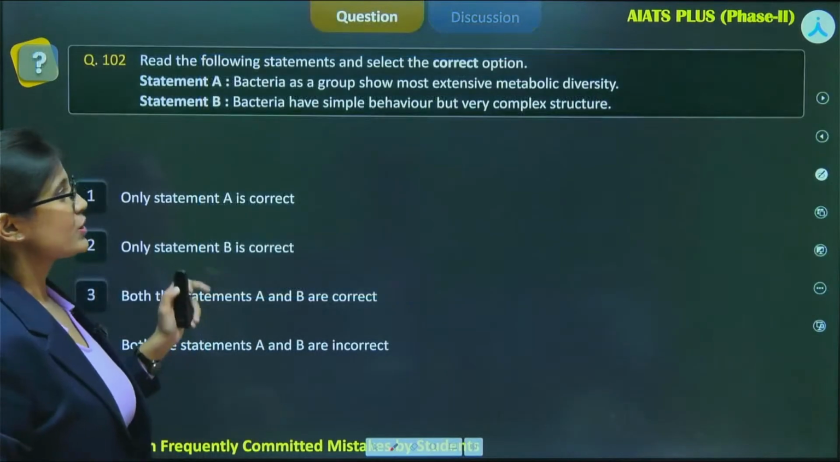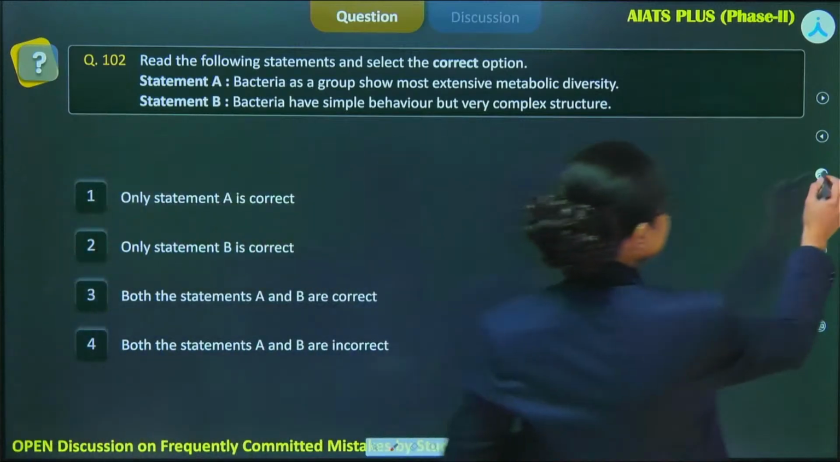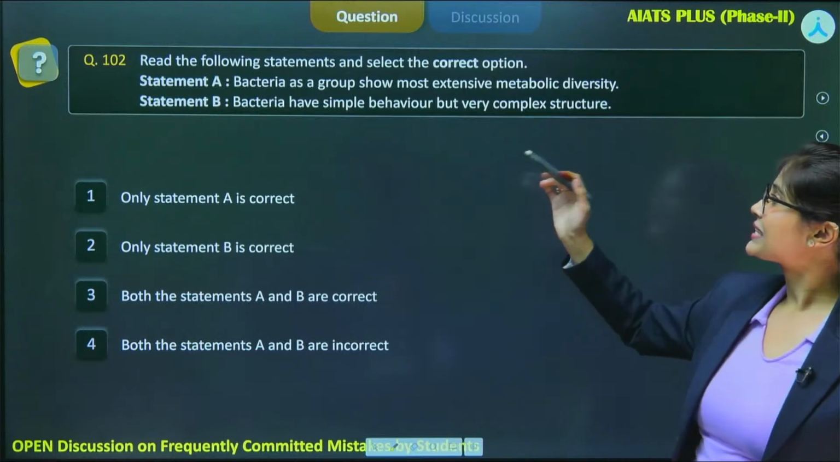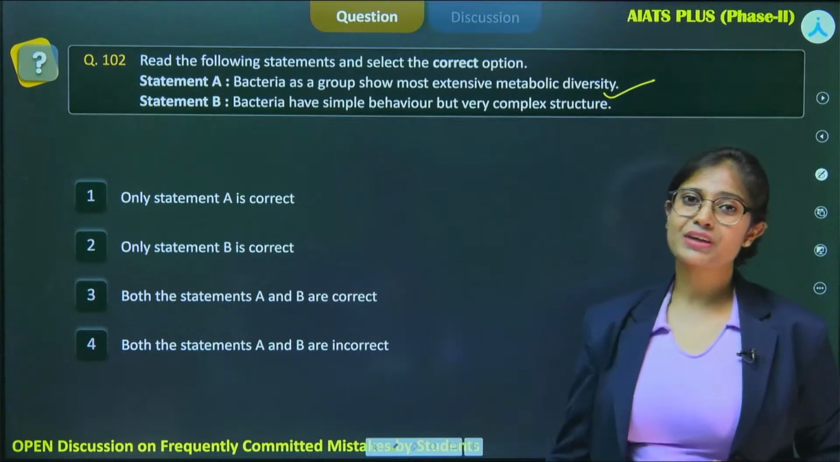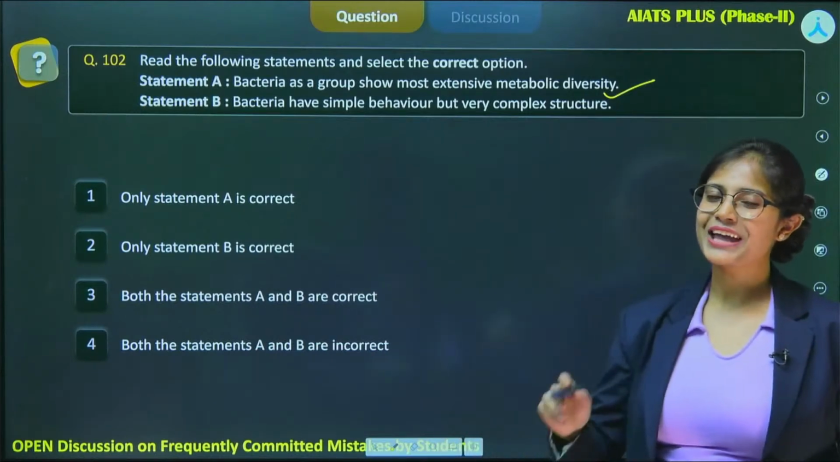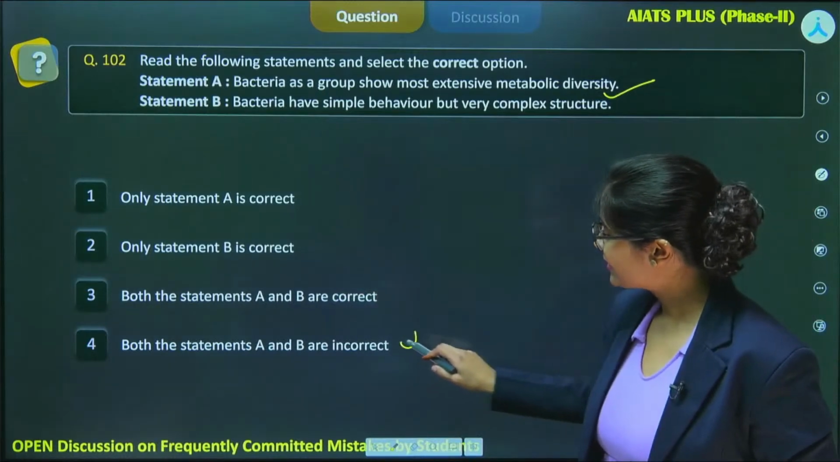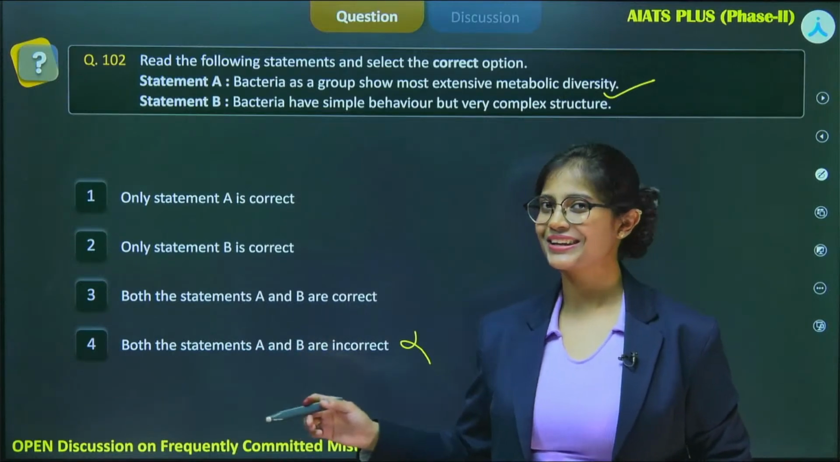Now, the question is actually about statements on bacteria. The first statement is, bacteria as a group show most extensive metabolic diversity. So yes, it is absolutely true. Just now we have studied that it has both autotrophic and heterotrophic modes of nutrition. So from this I can rule out option 4, which is claiming that both the statements are incorrect.